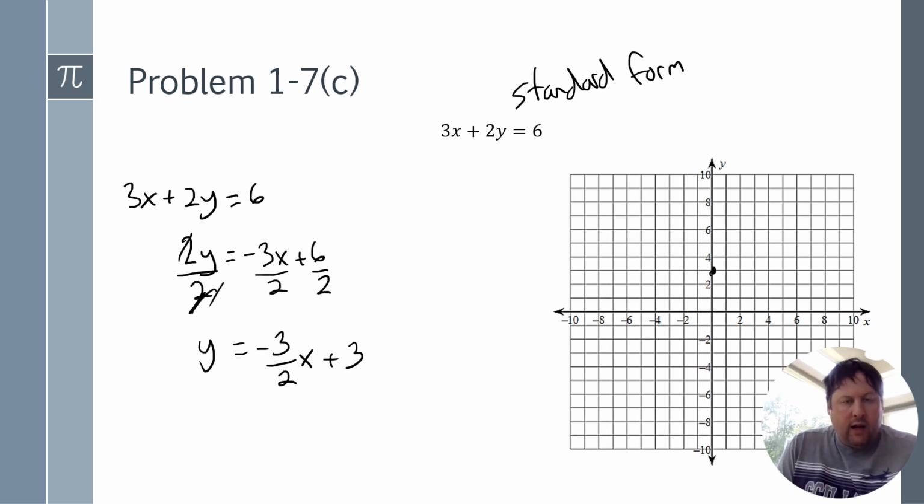Point at 3. Now 3 is negative, so I'm going to go down 3 over 2. Or I can let the 2 be negative and 3 be positive: up 3, left 2. Up 3, left 2. Okay, then I connect the dots.